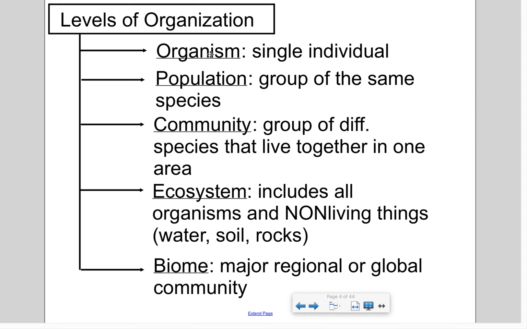So like me, population, if we had class, I could look at the population of my classroom. We are a group of the same species, okay? Then I take a step back, and now I'm looking at a community where there's different species that live in Wheaton. Dogs, cats, birds, maybe a raccoon, a possum, I don't know, the deer that kind of wanders in and out, who knows. Anyways, ecosystem includes all organisms as well as the non-living things. So now we're throwing in water, soil, rocks, and any other non-living thing in that area.